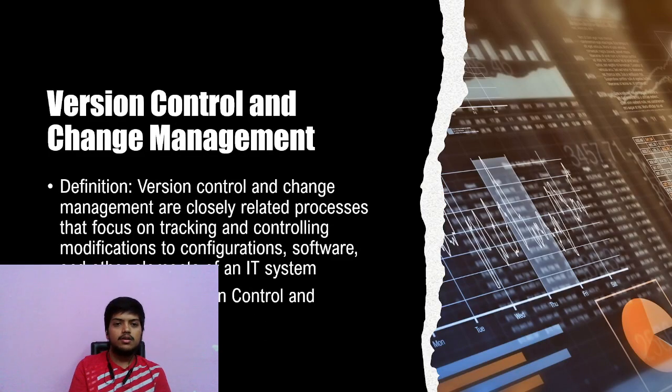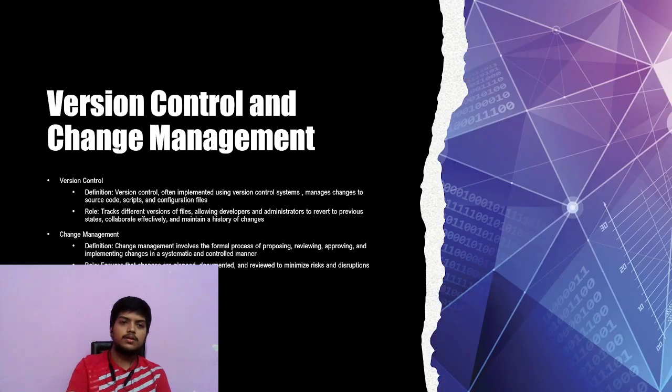Next is version control and change management. Change management includes related processes that focus on tracking and controlling modifications. Key aspects of version control and change management. Version control tracks different versions of files, allowing developers and administrators to revert to previous states. Change management involves the formal process of proposing, reviewing, and approving changes. It ensures that changes are planned, documented, and reviewed to minimize disruption to the system.